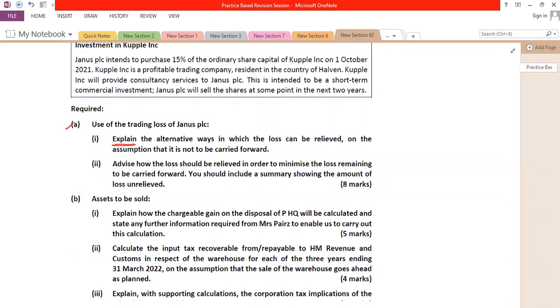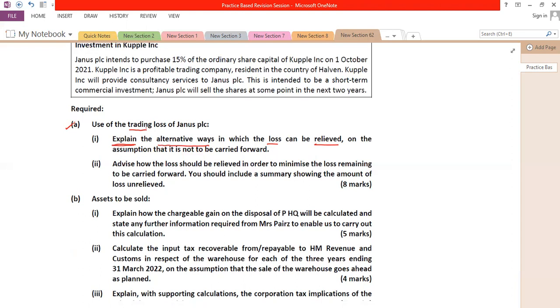So first part says that explain the alternate ways in which the loss can be relieved. Which loss? Trading loss. On the assumptions that it is not to be carried forward. It means if you are explaining carry forward, you will not get any marks, just wastage of time. So other than carry forward, you can use. And remember, case specific. Because if it is not the cessation case, then it's useless to discuss the terminal loss option available, right? So few marks are available for the explanation of alternate ways available to offset your trading losses.